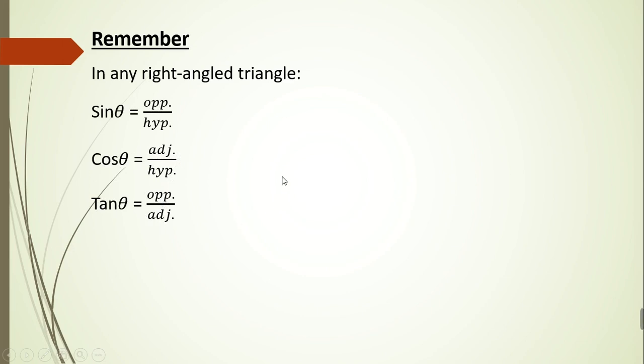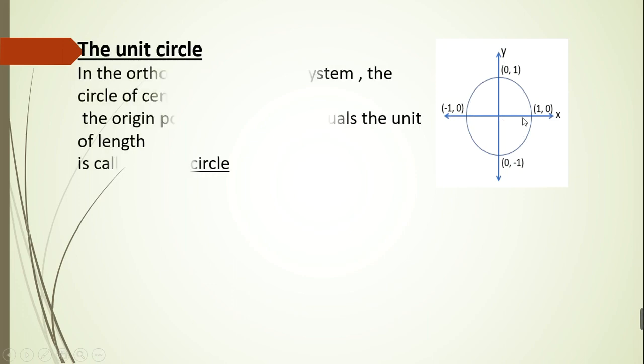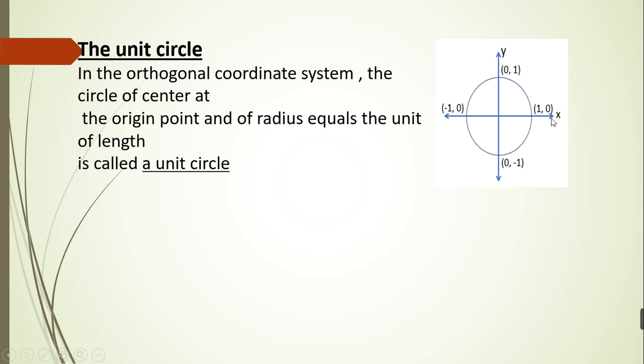This year we will study new topics. The first one is the unit circle. What is the unit circle? The unit circle is a circle whose center is the origin point, and its radius is the unit length. This unit circle intersects the x-axis at the 2 points (1, 0) and (negative 1, 0), and intersects the y-axis at (0, 1) and (0, negative 1).